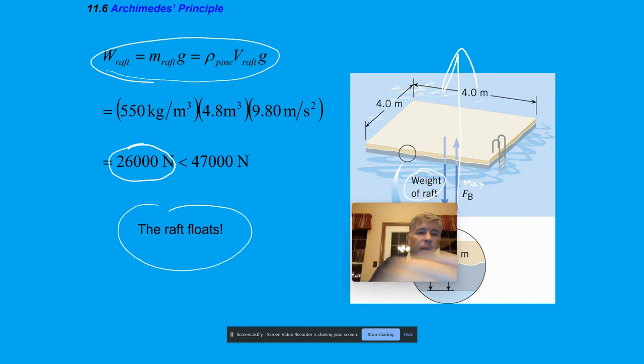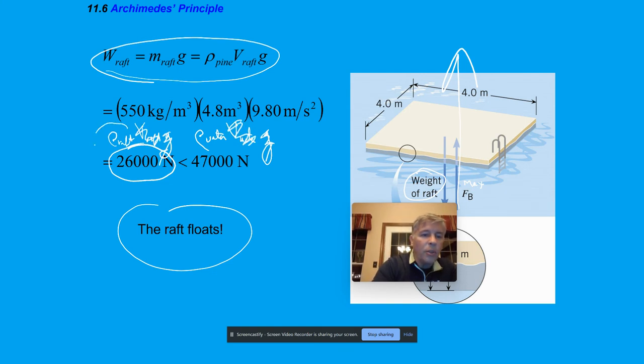One of the things you'll notice is when I'm setting these two equal to each other, really what we're doing is the same idea. This was the density of the raft times the volume of the raft times gravity. And then over here I had the density of the water, the volume of the water, times gravity. Gravities can cancel, and the volume can cancel. And so all we're saying is the density of the raft is smaller than the density of water, therefore it floats. So we're getting the same idea.